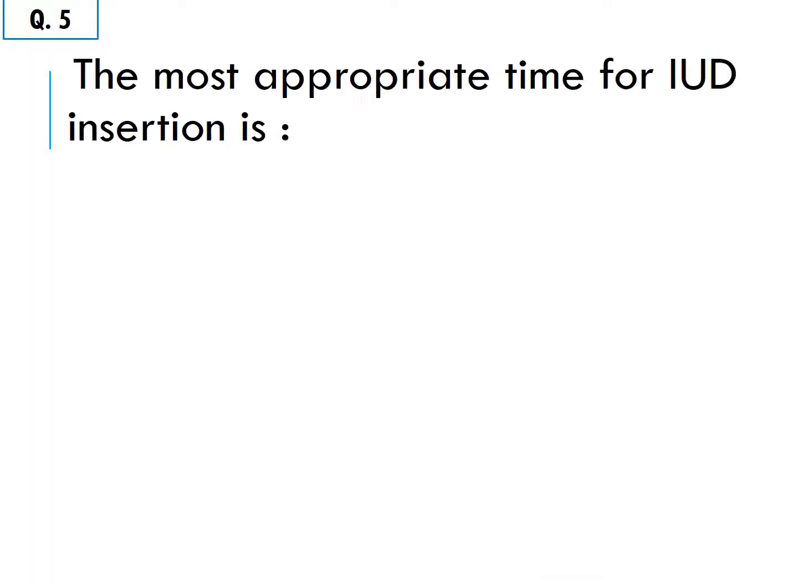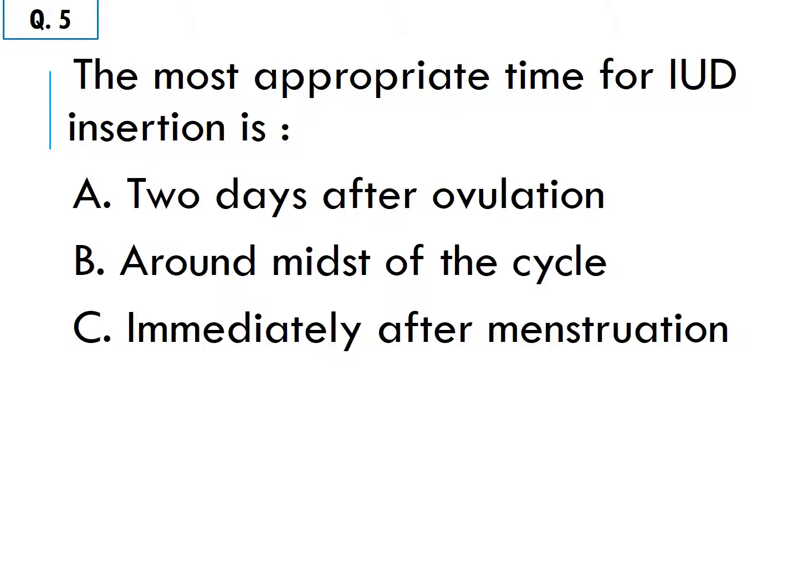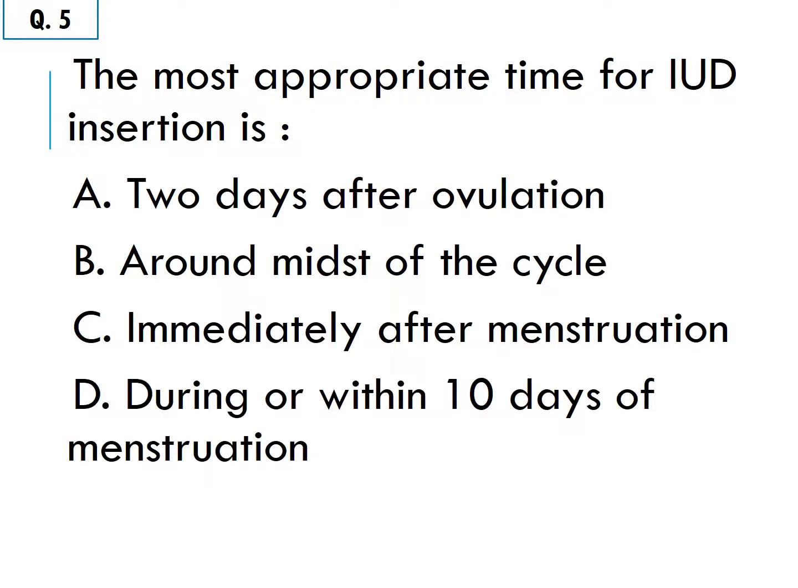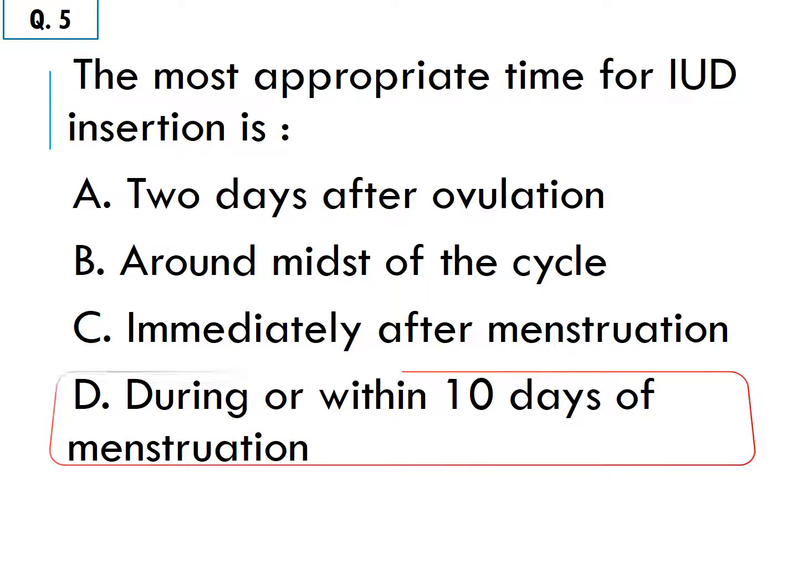Question number 5. The most appropriate time for IUD insertion is, and the options are 2 days after ovulation, around the mid of cycle, immediately after menstruation, during or within 10 days of menstruation. And the answer is option D. The most appropriate time for IUD insertion is during or within 10 days of the menstruation.